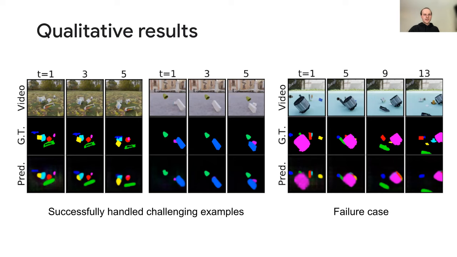And also in this middle example, you see that there is an object that gets completely occluded by this middle object here, and they're both the same color. Even though they're so similar, the model can still latch onto the object coming out on the other side, which is quite cool. But this also completely fails if you have more complex examples.